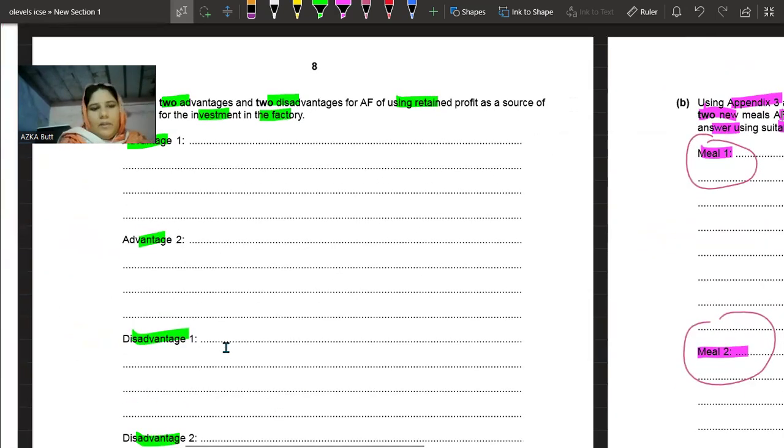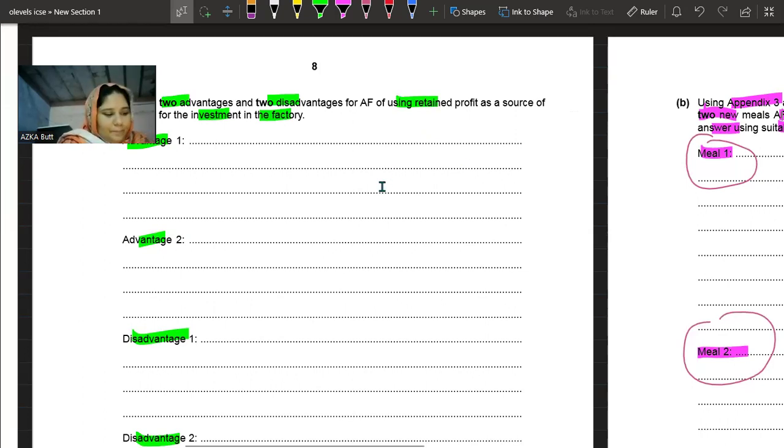Okay, so the next question is question number 4, and we have to discuss the advantage and disadvantage of the AF for using the retained profit as a source of finance. If we say it's pros, it's advantage. So advantage, we can say that we don't have to repay that amount because it's a retained profit.